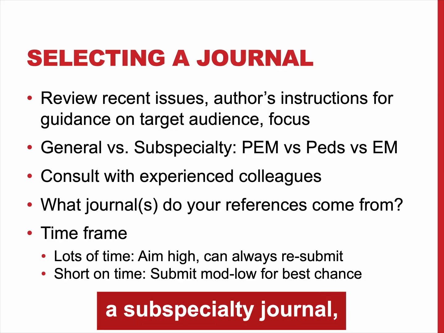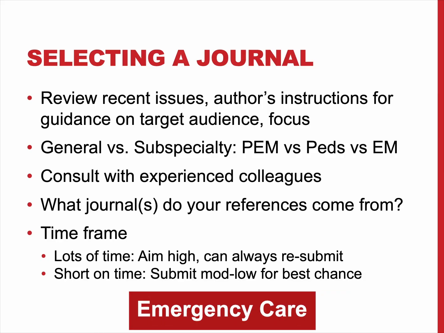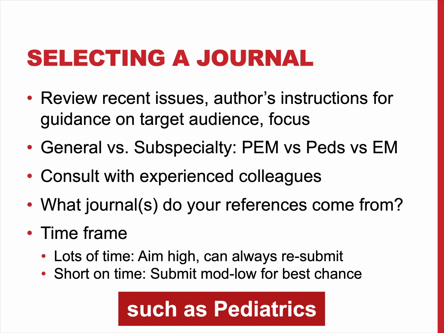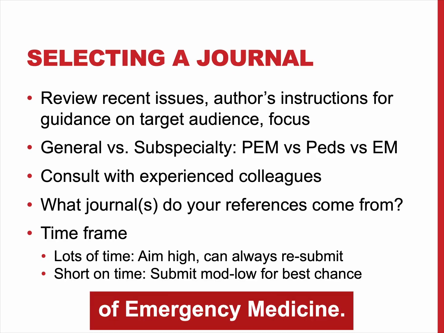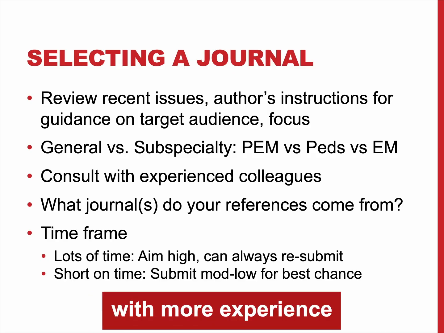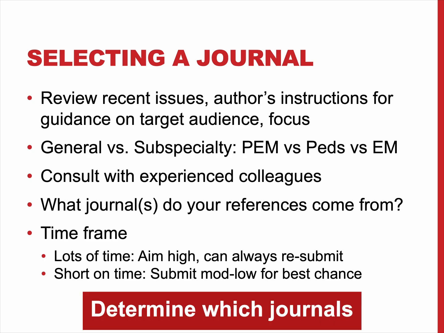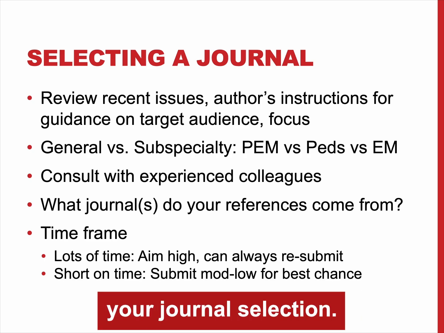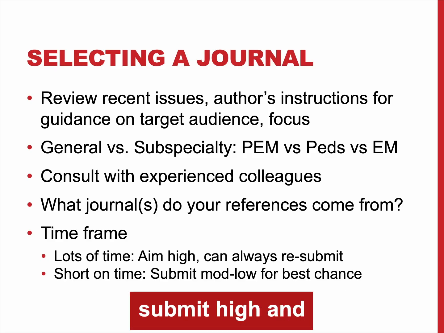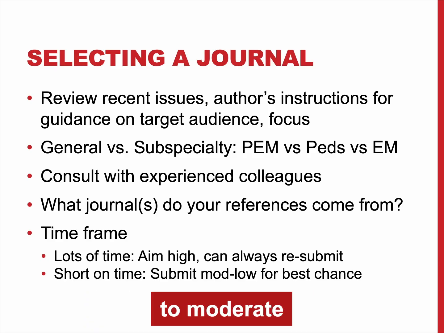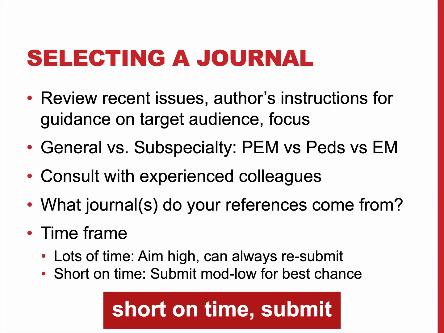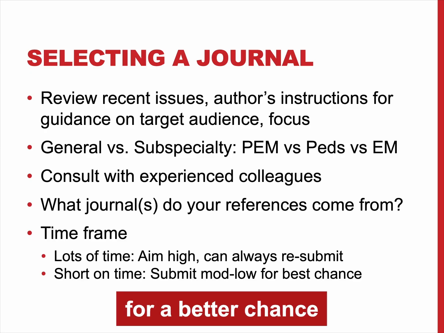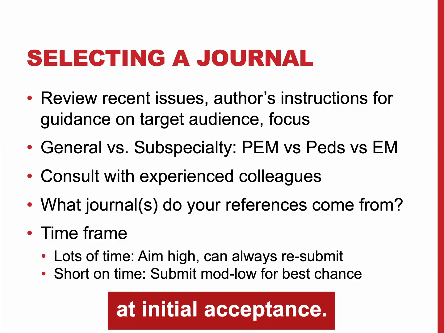Consider whether you want a subspecialty journal such as Pediatric Emergency Care or a general journal such as Pediatrics or Annals of Emergency Medicine. Consult with those with more experience in the process. Determine which journals your references come from. The time frame may also affect your journal selection. If you have lots of time, submit high and you can always resubmit to moderate to lower journals. If you are short on time, submit to a moderate to low journal for a better chance at initial acceptance.